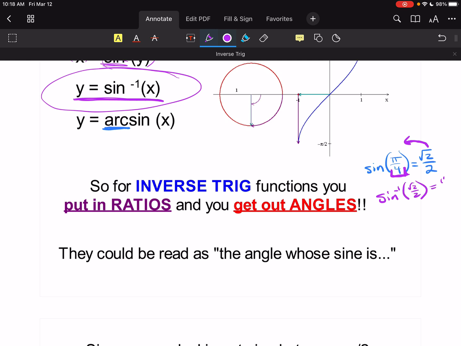And that would be pi over 4. So for inverse trig, we're putting in our ratios from the unit circle, right? My x value or my y value, and we're finding my angles, okay, those radian measures.